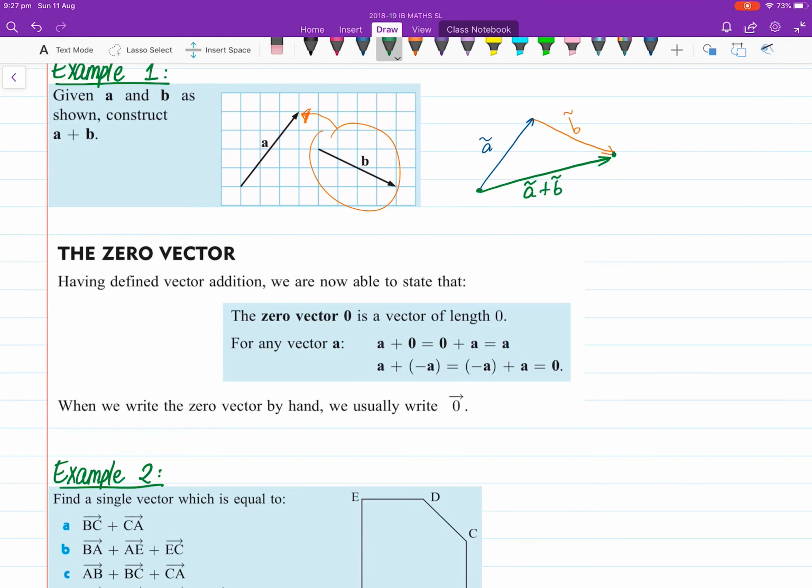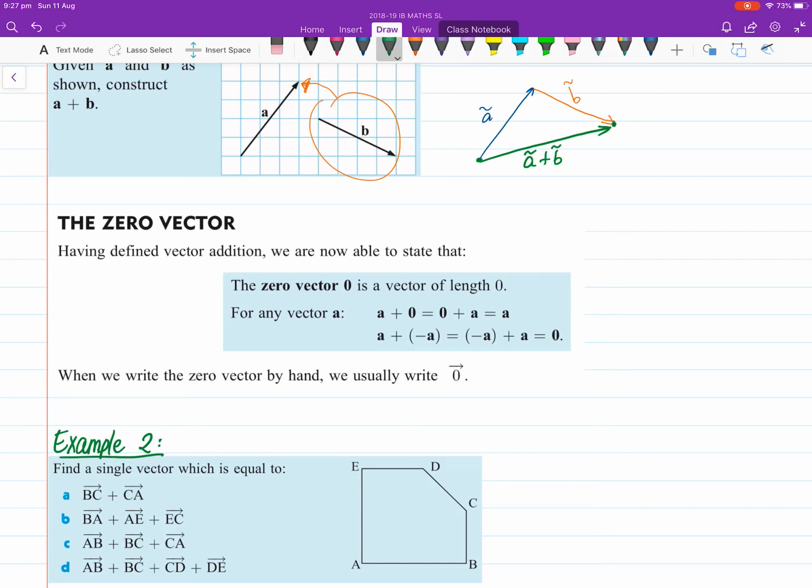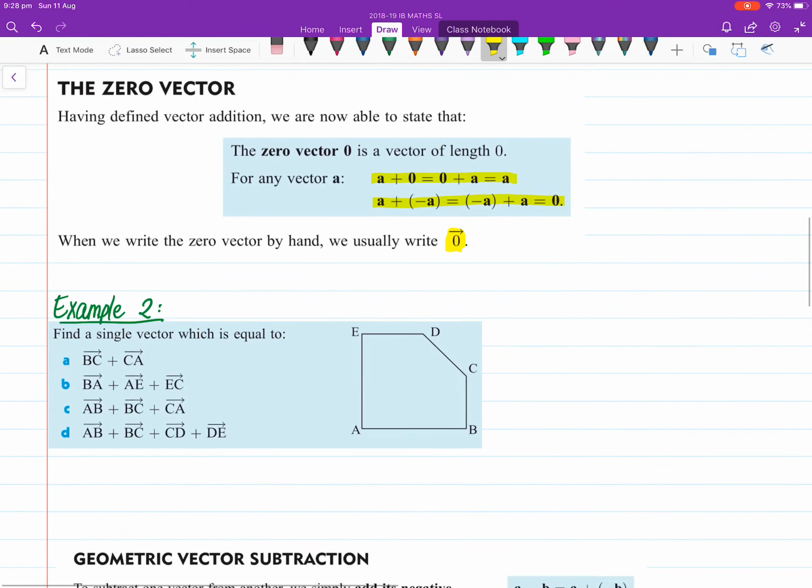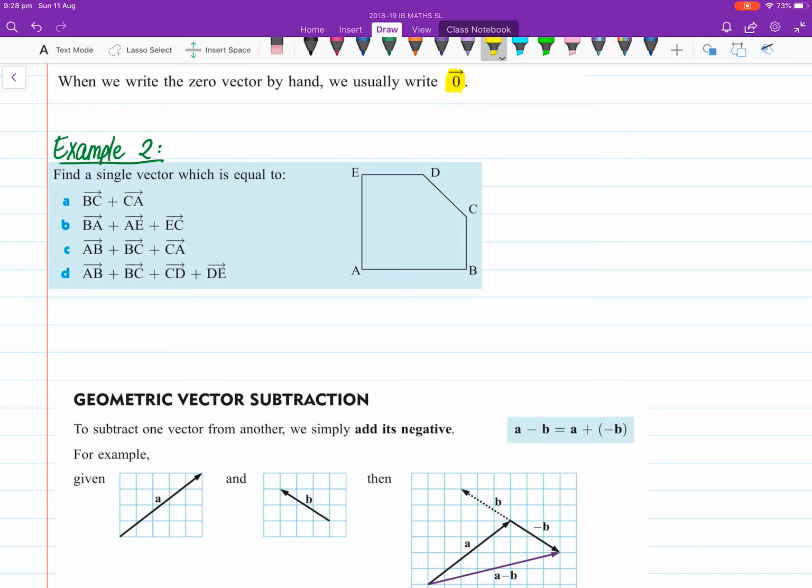The zero vector is a vector of length 0. So if I have, for example, vector A plus 0, that is the same as 0 plus vector A, which is just A. But also if I have vector A plus the negative vector A, it's like starting at a point, going there, and then walking back again, you're back where you started, so it's 0. It sort of cancels each other out. But if we're writing the 0 vector by hand, we usually write 0 with this little vector symbol on top of it.